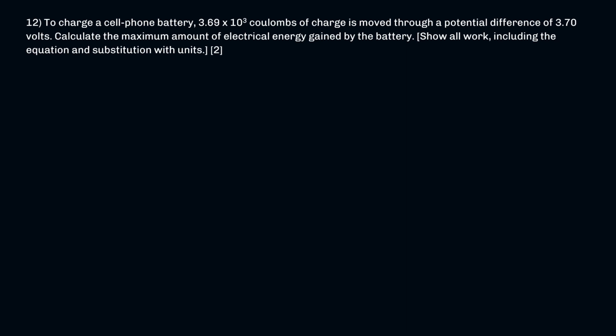So looking at the first part here, it says to charge a cell phone battery, 3.69 times 10 to the third coulombs of charge. So charge, if I look for this, everything in this question is telling me electricity, even says at the end calculating the electrical energy. So that means I'm going to go to the electricity portion of the reference table and look for charge. So I see there that charge is equal to Q. So on the reference table, I have here Q is then going to be equal to what I'm given here in the question, 3.69 times 10 to the third coulombs.